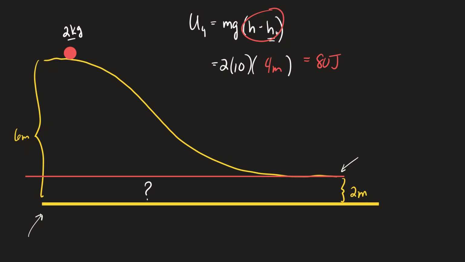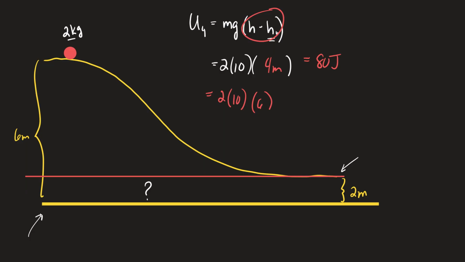But if I'm asked how much energy does it have relative to the ground, well, then I'd probably have to do 2 times 10 times 6, because that'd be the amount of energy relative to the ground. Do we see the difference?